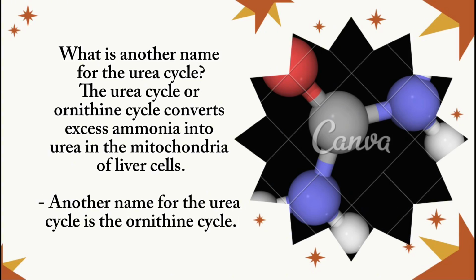What is another name for the urea cycle? The urea cycle or ornithine cycle converts excess ammonia into urea in the mitochondria of liver cells. Another name for the urea cycle is the ornithine cycle.